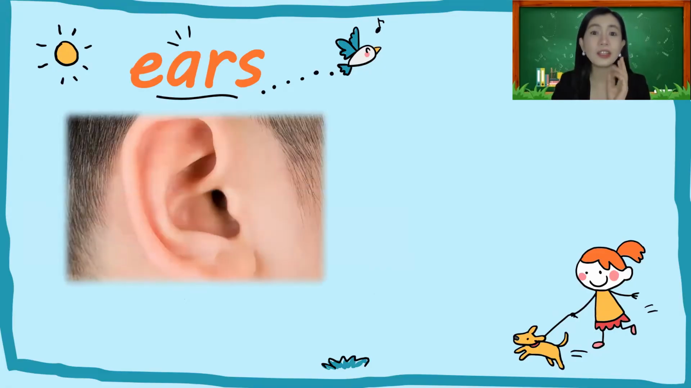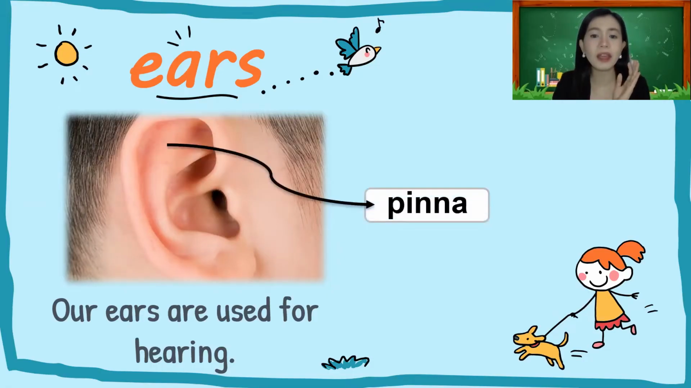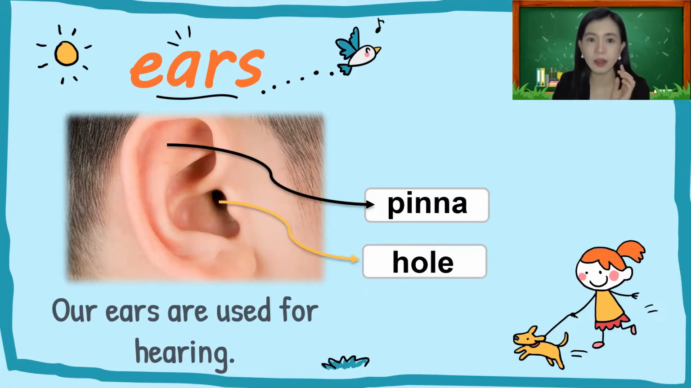We have 2 ears. Now, our 2 ears are used for hearing. The outer ear is made up of a pinna and a small hole where the sound goes in. So we have the pinna and the hole where the sound goes in. That is why we are able to hear because of the hole of our ears.